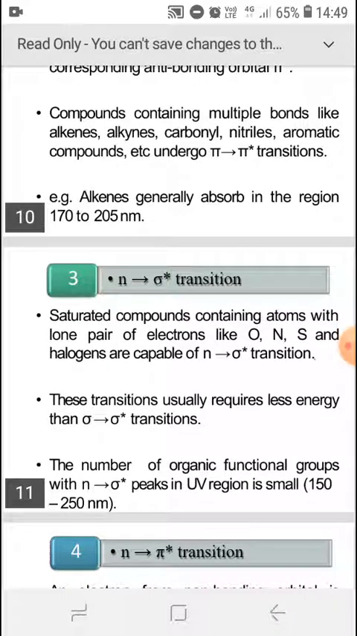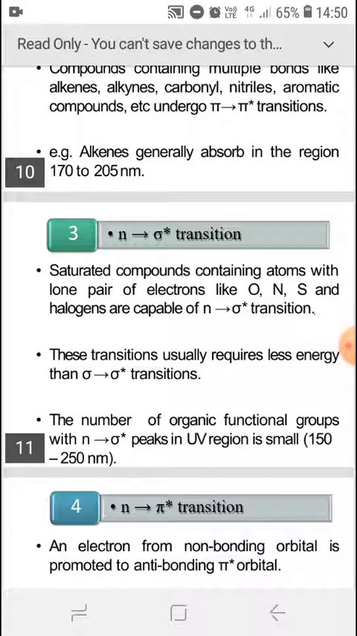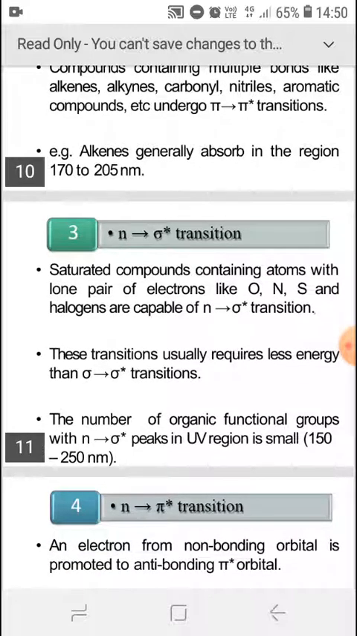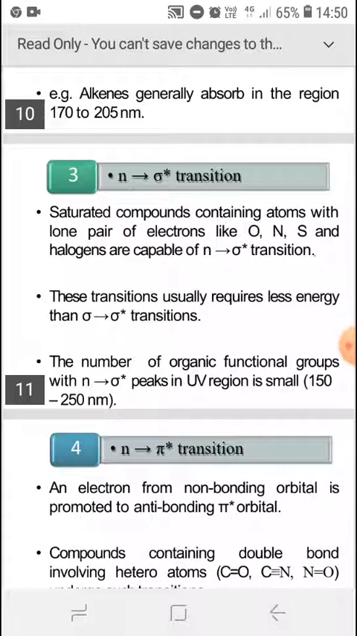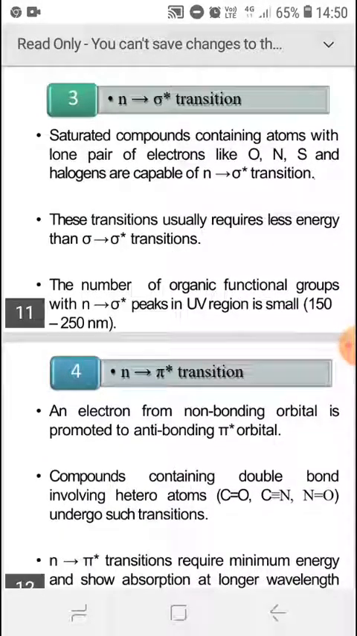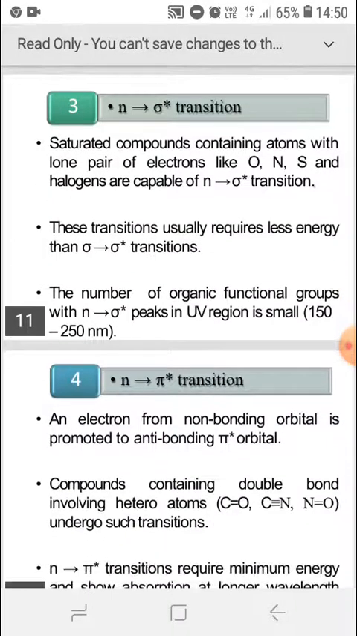Pi to pi star transition is when a pi electron in a bonding orbital is excited to the corresponding antibonding orbital pi star. We all know that pi electrons and pi bonds are present in multiple or unsaturated bonds like alkenes, alkynes, carbonyls, nitriles, and aromatics, and these are generally observed in the region of 170 to 205 nanometer.